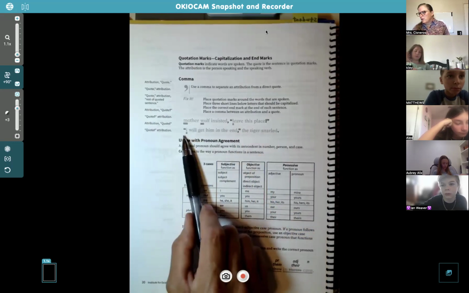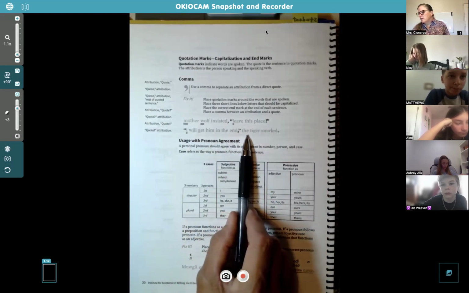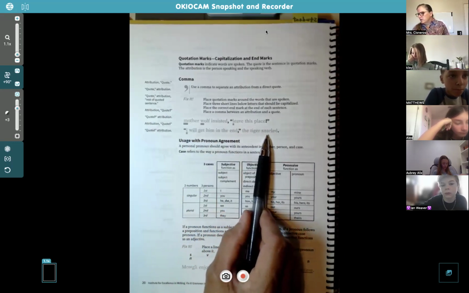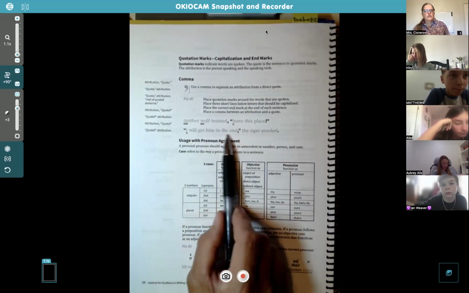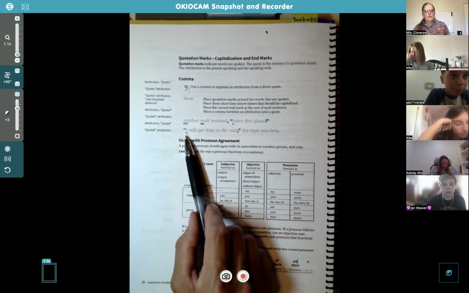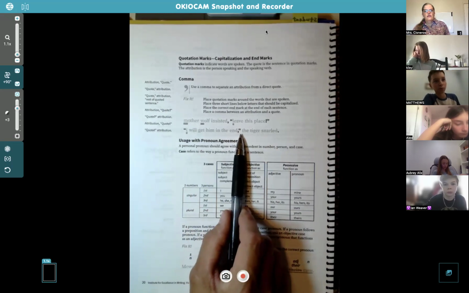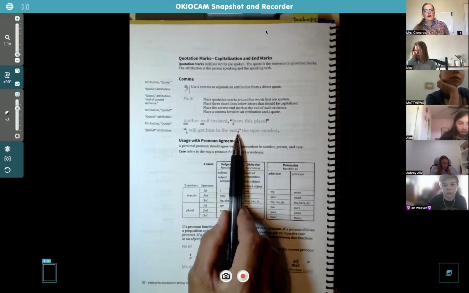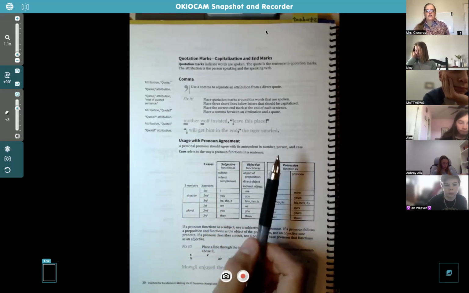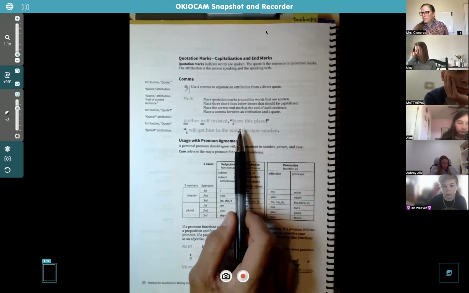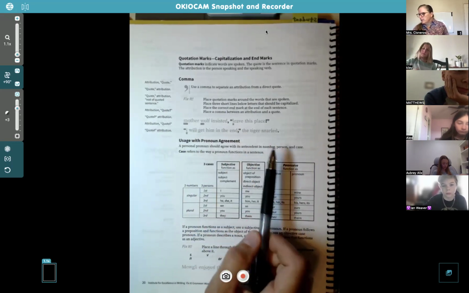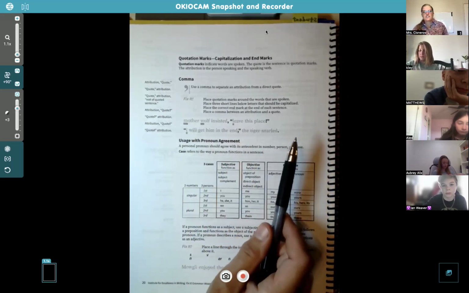Look at the next example. "I will get him in the end," the tiger snarled. So the quote is coming first, so treat it like a sentence, capital I, and then instead of a period, it's going to be a comma, and then the tiger snarled. No period here, it's going to be a comma. The tiger snarled.